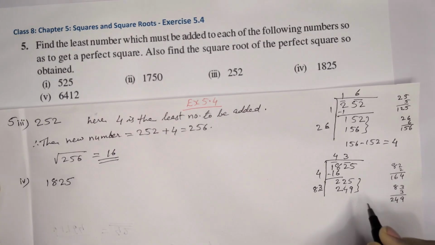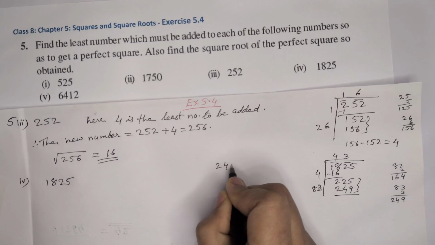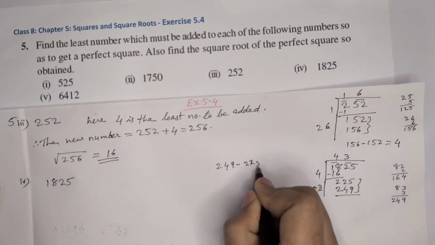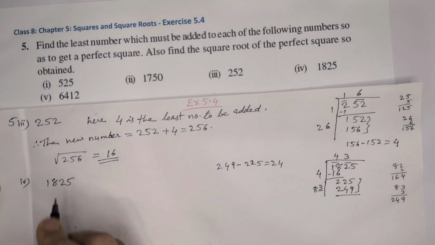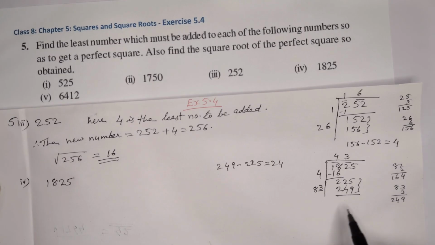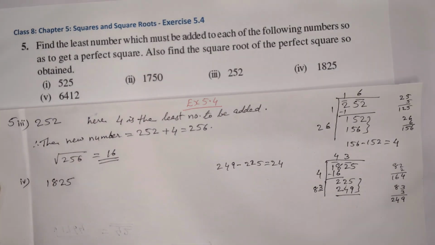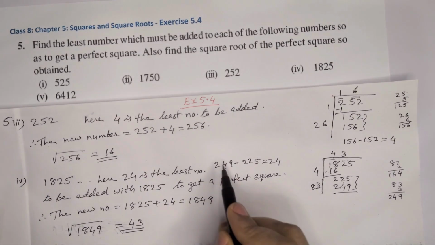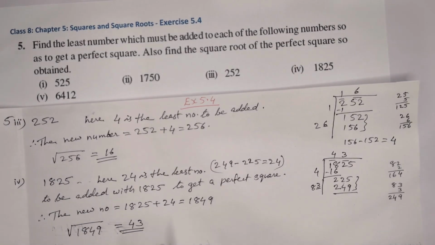Then find the difference between that. 249 minus 225 is equal to 24. So we can write 24 is the least number to be added with 1825 to get a perfect square. So here we can write 249 minus 225, that is 24. So 24 is the least number to be added with 1825 to get a perfect square.